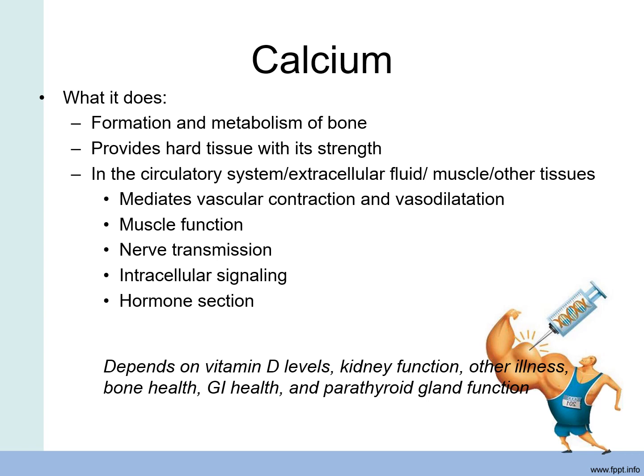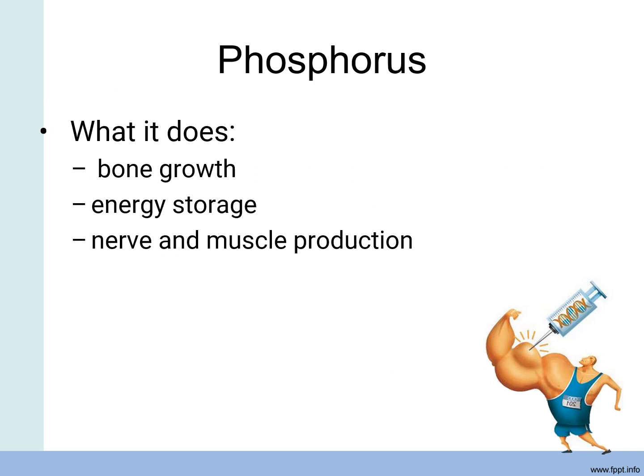Calcium level can be tricky to monitor and to maintain because it is dependent upon vitamin D levels. We need to have appropriate vitamin D levels for absorption of calcium. It also is dependent upon kidney function, other illnesses in bone health, GI health, and parathyroid gland function. So as our calcium goes up, our phosphorus goes down. And what does phosphorus do in our body? It helps with bone growth, energy storage, and nerve and muscle production.